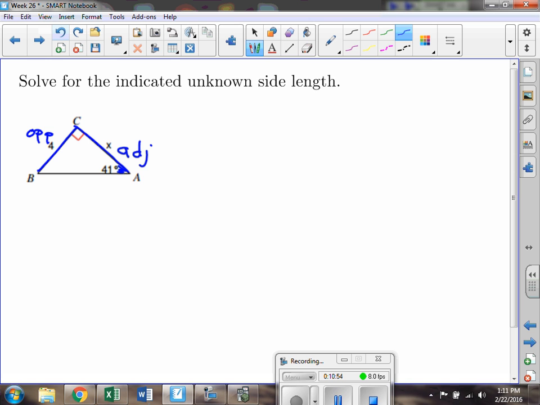Correct, that's tangent. Tangent of 41 degrees. No, be careful. It's not x over 4. Remember, opposite over adjacent. Opposite over adjacent gives us 4 over x.